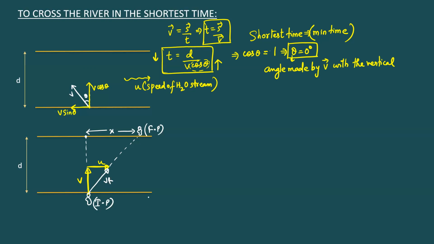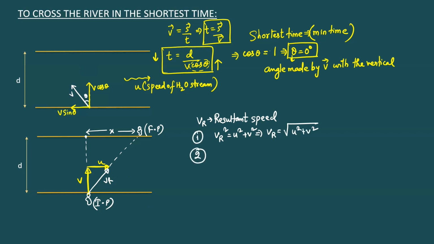Now you can use the Pythagoras theorem. You can calculate the resultant speed. So VR is nothing but the resultant speed. And how do you calculate resultant speed? I can use the Pythagoras theorem. So VR square is equal to U square plus V square. So this implies VR is equal to root of U square plus V square. This is equation number 1.